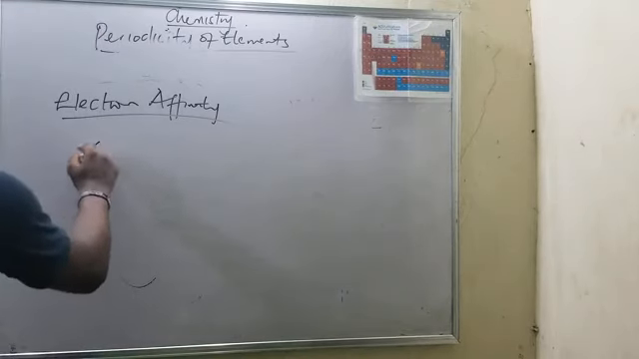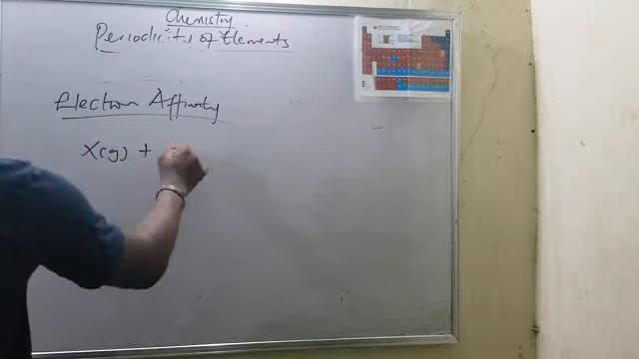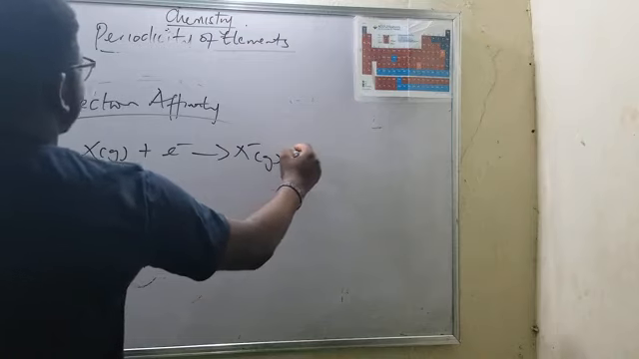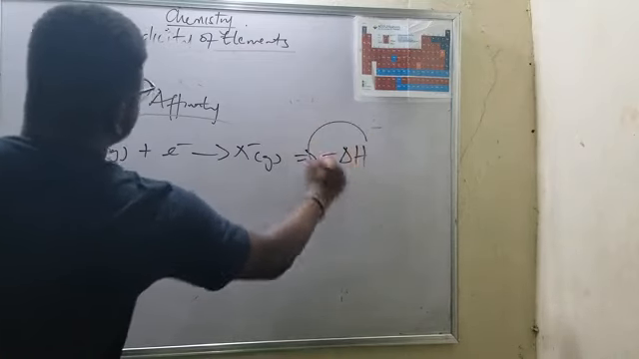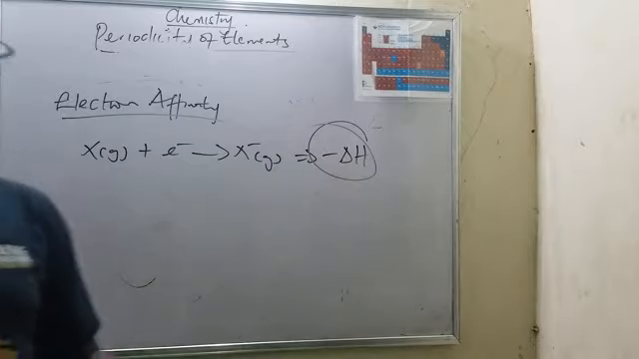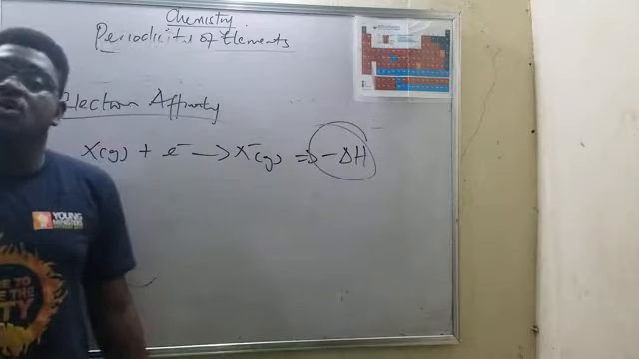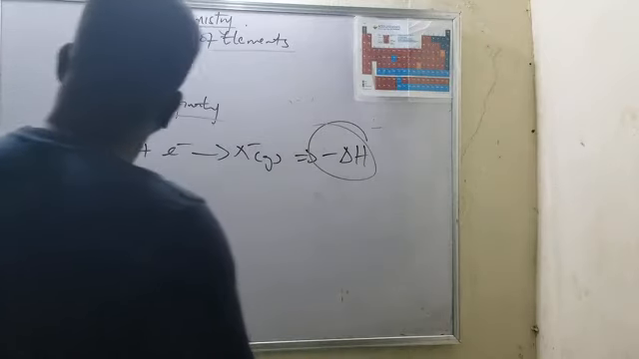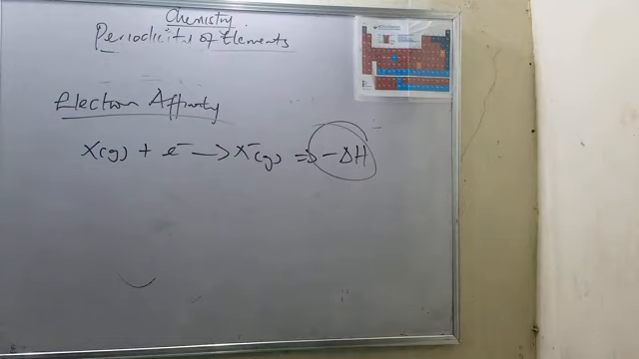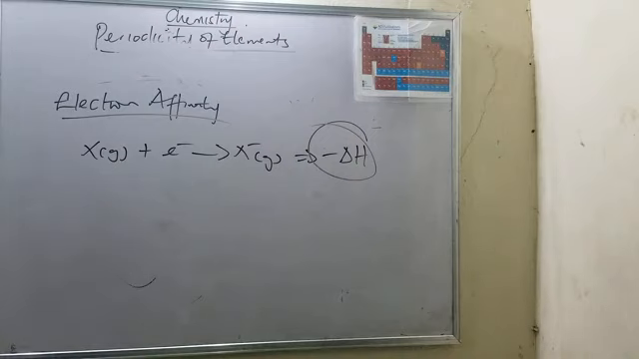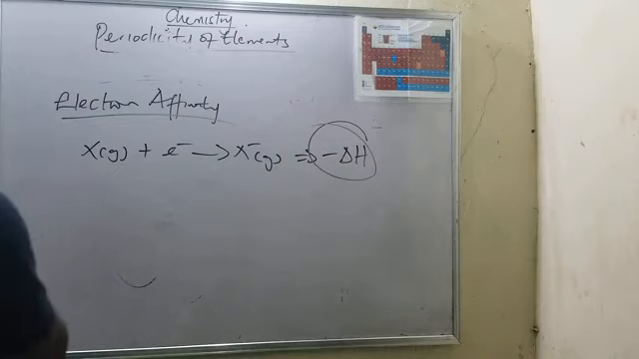And we have this kind of equation, let's just say plus E. What does this mean? This means that this is an exothermic reaction, because energy is released into the surrounding. So there is an exothermic reaction, and that is electron affinity. The trend for electron affinity is that across the period, electron affinity increases, but down the group it decreases.